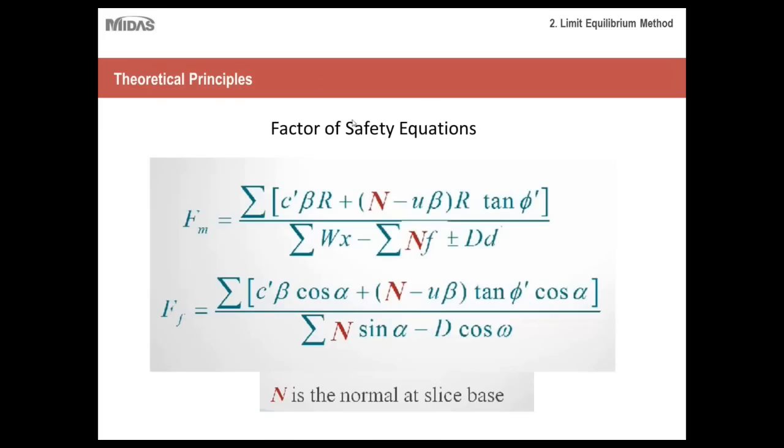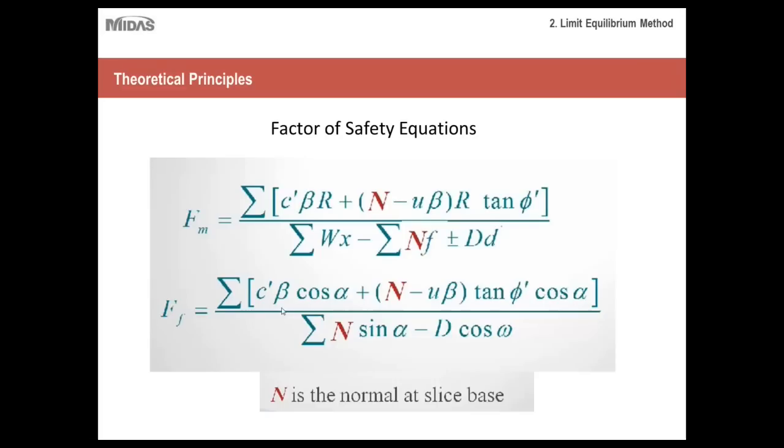Okay, so here are the factor of safety equations. The two factors of safety that are determined are the factor of safety for the moment and the factor of safety for the force. These are somewhat self-explanatory. I won't go into too much detail, but just keep in mind that the normal force is used in both the numerator and the denominator of each equation. So it's very important that the normal force is calculated correctly for each slice.